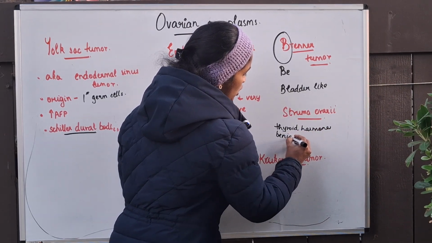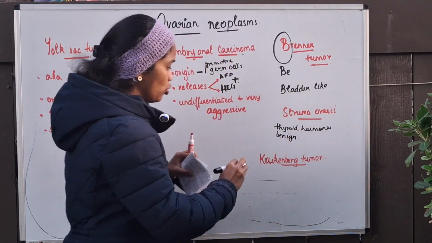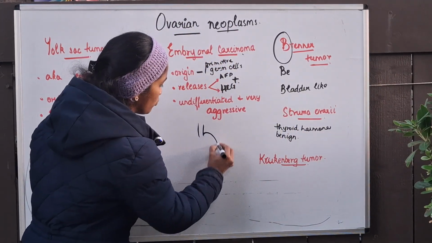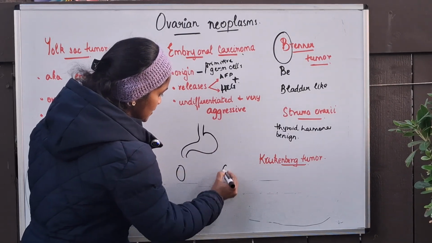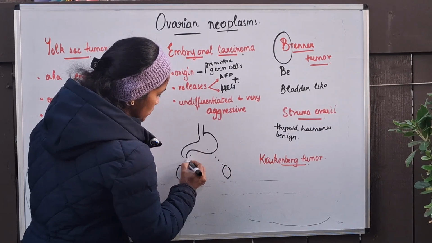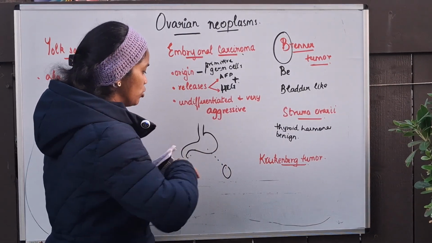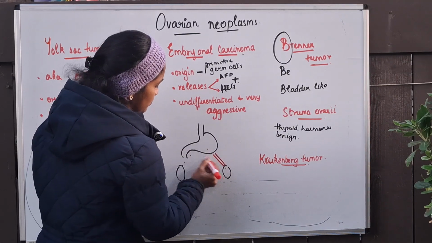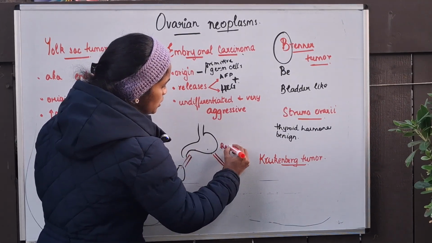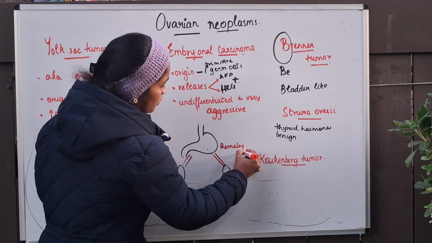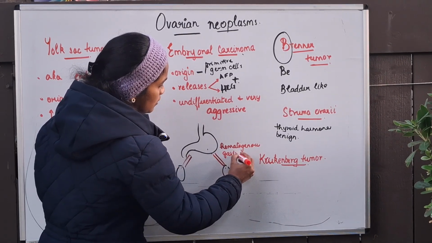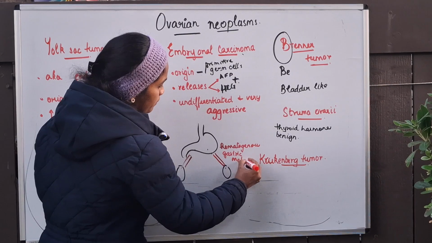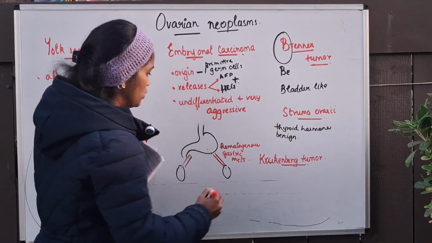What do we know about the Krukenberg tumor? The Krukenberg tumor is when there is a gastric tumor and it metastasizes and goes to the ovaries. The metastasis happens hematogenously. Hematogenous spread. Hematogenous gastric metastasis is Krukenberg's tumor.